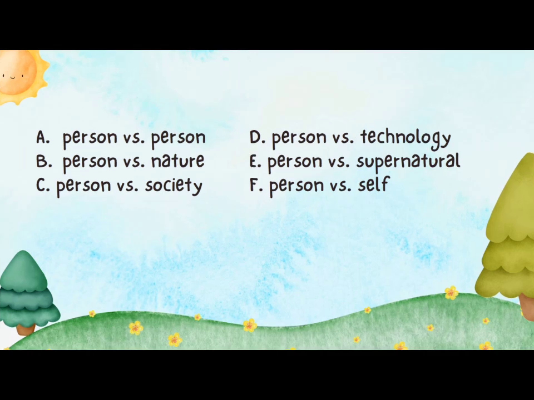The choices are A. Person versus person, B. Person versus nature. C. Person versus society. D. Person versus technology. E. Person versus supernatural. And F. Person versus self.